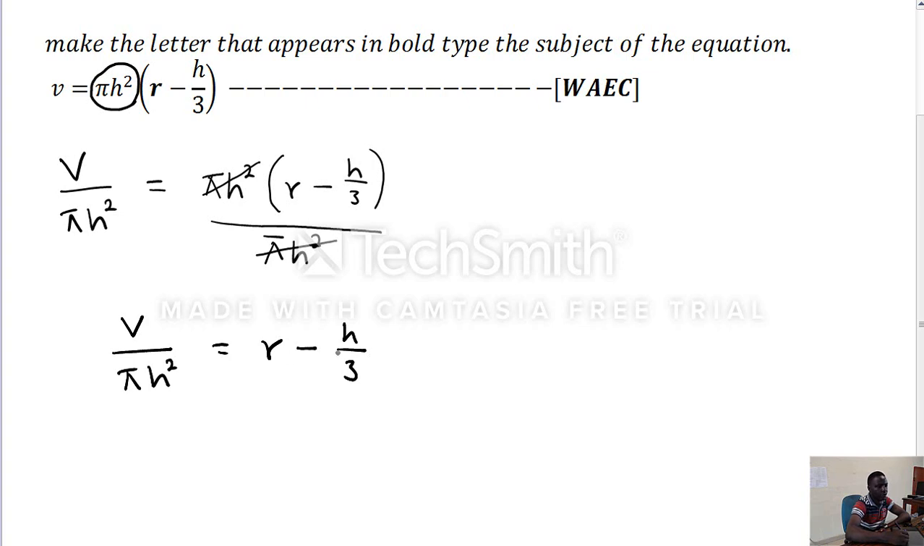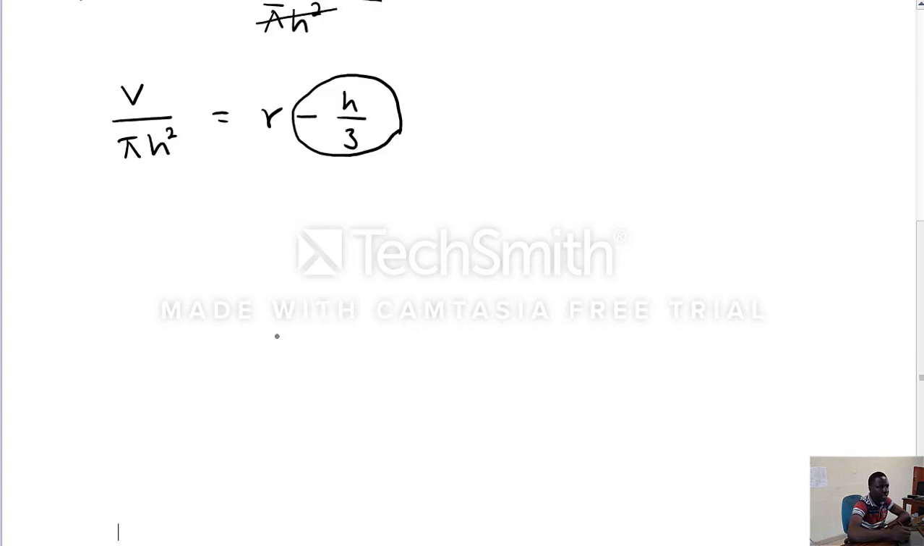Now we have two terms on the right hand side. I'm going to move this term, minus h over 3, to the left hand side of the equation, leaving R on the right hand side. So how do I do that? I'm going to add h over 3 to both sides of the equation, and this will be V divided by pi h squared plus h over 3 is equal to R.